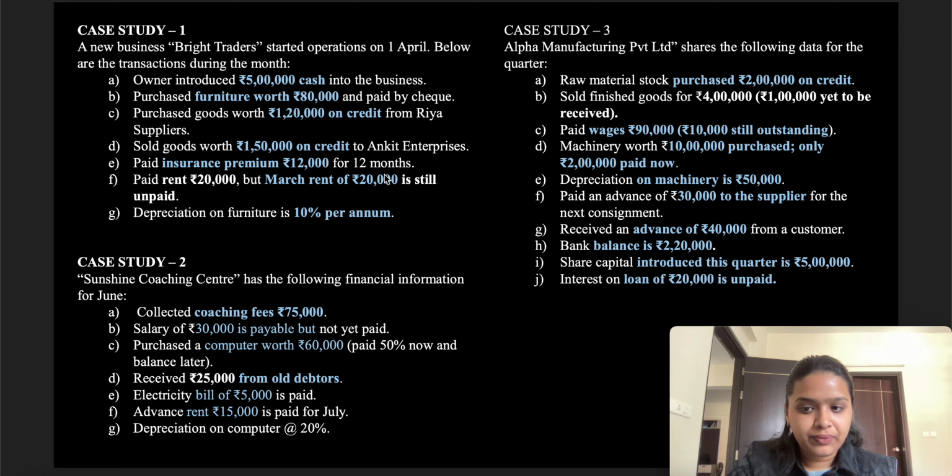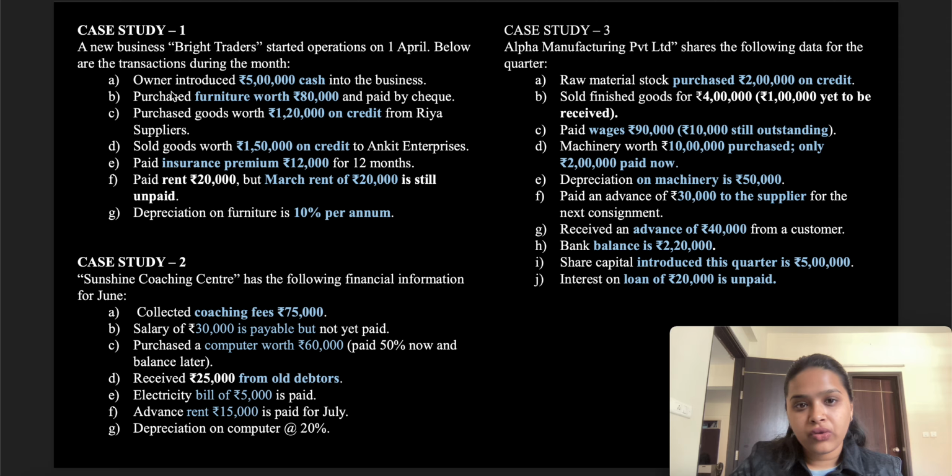So in the first case study, there is one Bright Traders. A person wanted to start their business from 1st April, and they have incurred some transactions in which we have to identify what is asset, what is liability, what is capital.